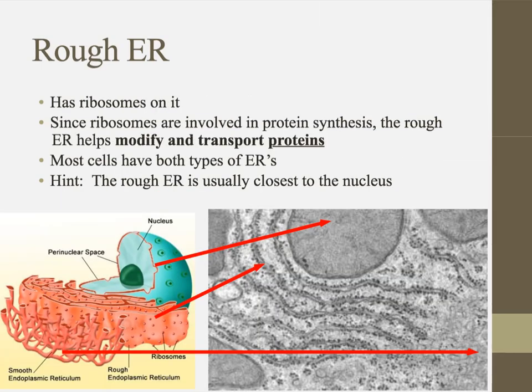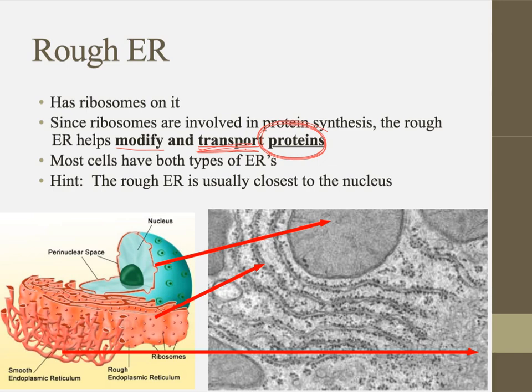In contrast, the rough ER, okay, is rough. Okay, we can tell in this picture that here's my nucleus. Okay, here are the rough ER membranes, and I can see those tiny black dots on them. Okay, and those are the ribosomes. So this helps to modify, that means kind of fold things in the correct shape, and transport. So there's that transport word again, not lipids, but proteins.